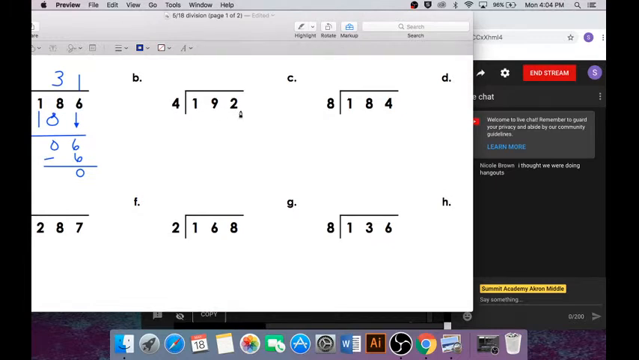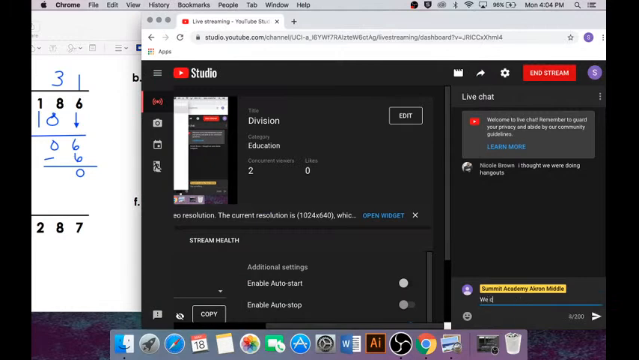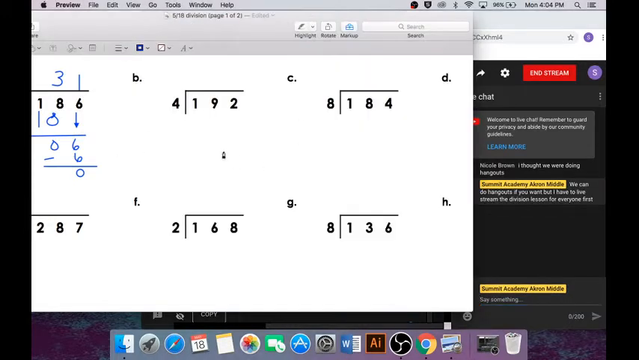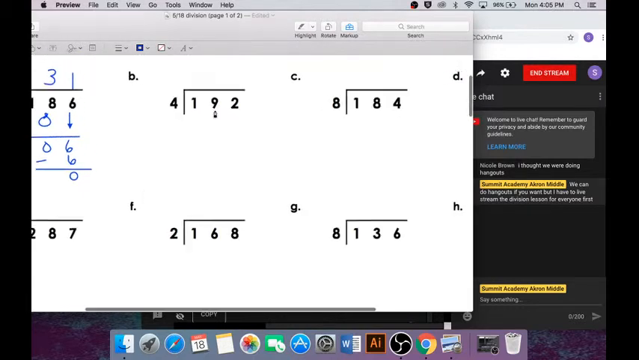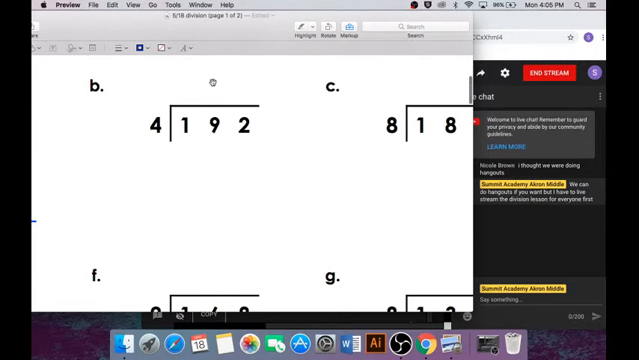And we have 192 divided by 4. So 4 doesn't go into 1, so we move over and see how many times 4 goes into 19. 4 can go into 19, whoops, 4 times without going over. 4 times 4 is 16.